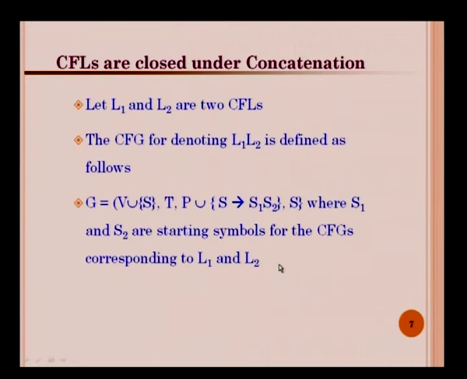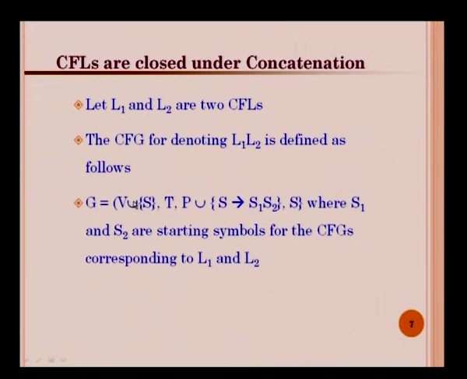The concatenated language is L1 dot L2, that is a string from L1 followed by a string from L2, both taken together. So L1 could possibly be empty, or L2 could also be empty, or even both could be empty, but the order is very important. You take a string strictly from L1 first, followed by a string from L2. So L1 followed by L2. Now the question is, how do you find the language which is obtained after the concatenation?